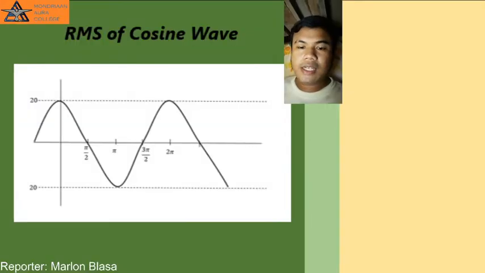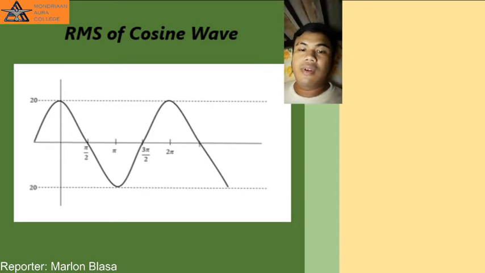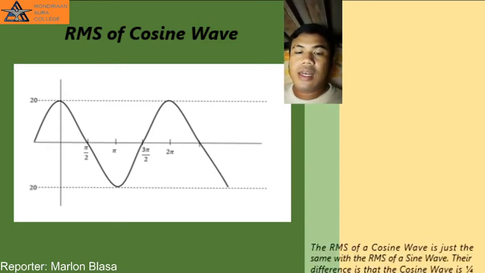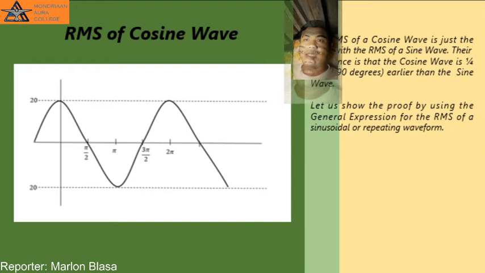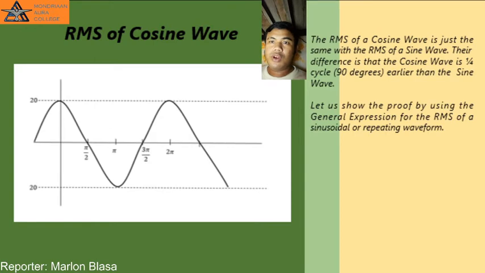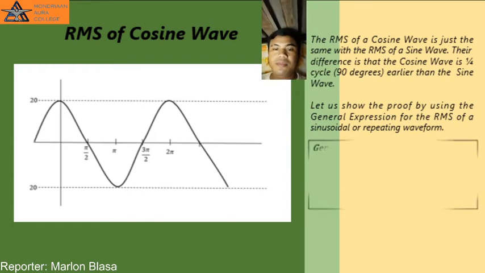Ngayon naman po, ang i-discuss natin ay ang RMS ng cosine wave. Yung RMS ng cosine wave ay parehas lang sa RMS ng isang sine wave. Ang pinagkaiba nga lang nila is yung cosine wave ay 1/4 cycle or 90 degrees na mas maaga or earlier kesa sa sine wave.